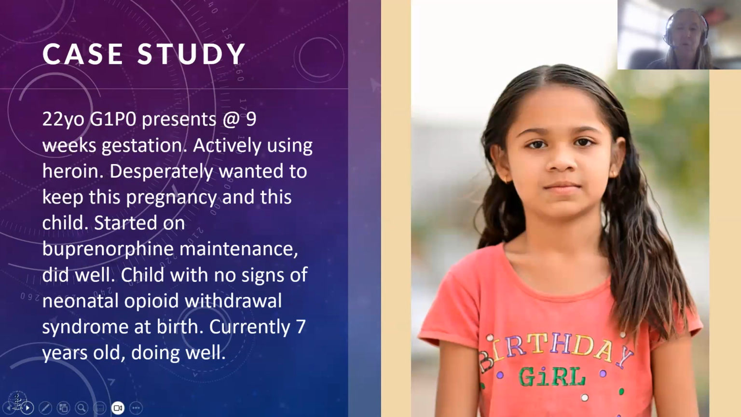Next, this is how we want to do it. This is sort of the ideal situation. A 22-year-old G1P0 presented at 9 weeks gestation. At that time, she was actively using heroin. She desperately wanted to keep both the pregnancy and to keep custody of the baby after the baby was born. She was started on buprenorphine maintenance. She did great. No relapses. Child had no signs of neonatal opioid withdrawal syndrome at birth, currently 7 years old and doing well.